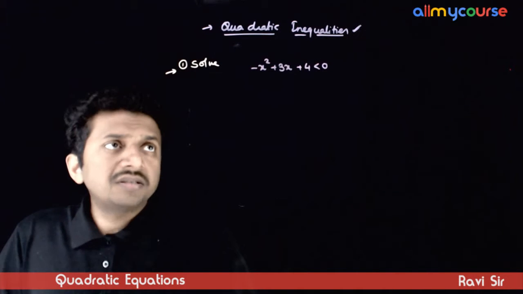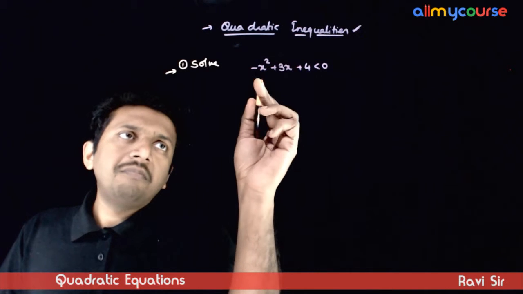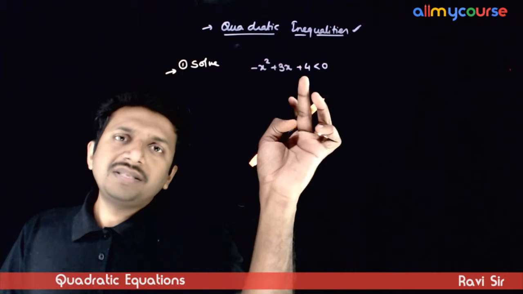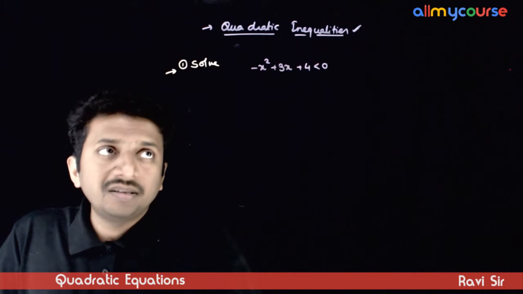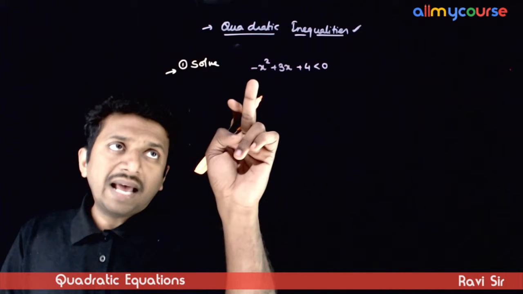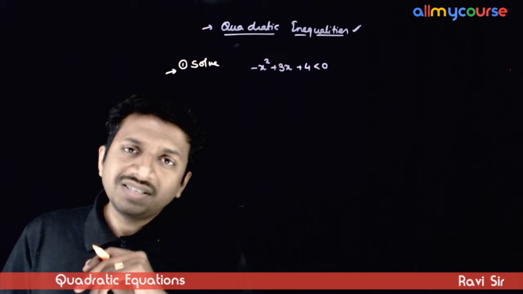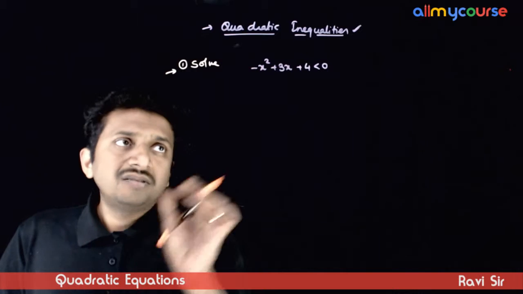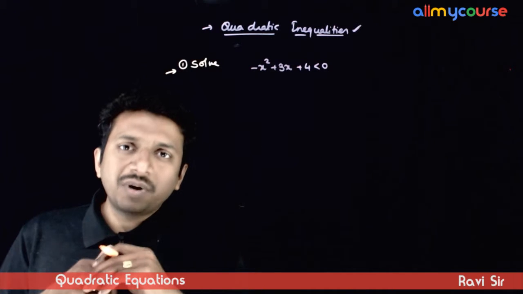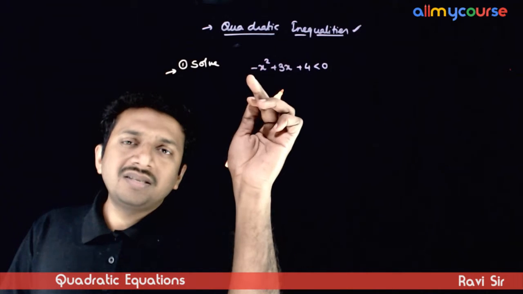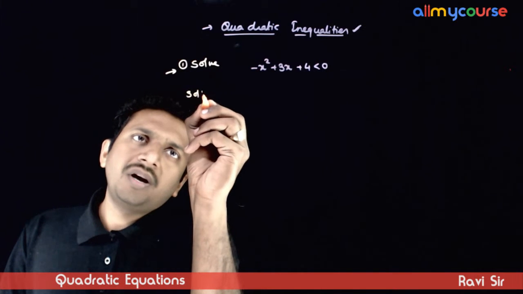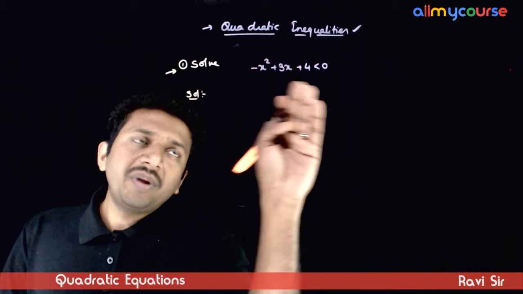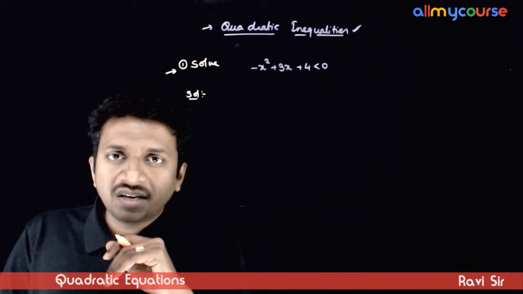So next question is, you're asked to solve minus x square plus 3x plus 4 is less than 0. So here, as you can see, the leading coefficient is negative. So first what I do is, as a general process, I'll try to make this leading coefficient as positive. So what I do is, I'll multiply the whole equation with a negative sign.